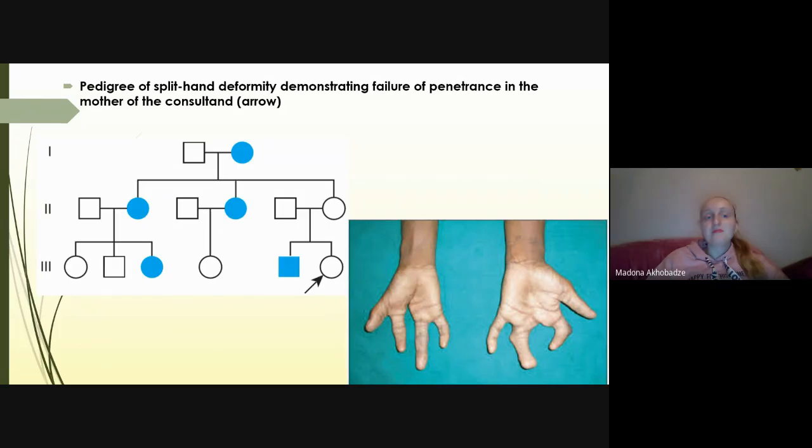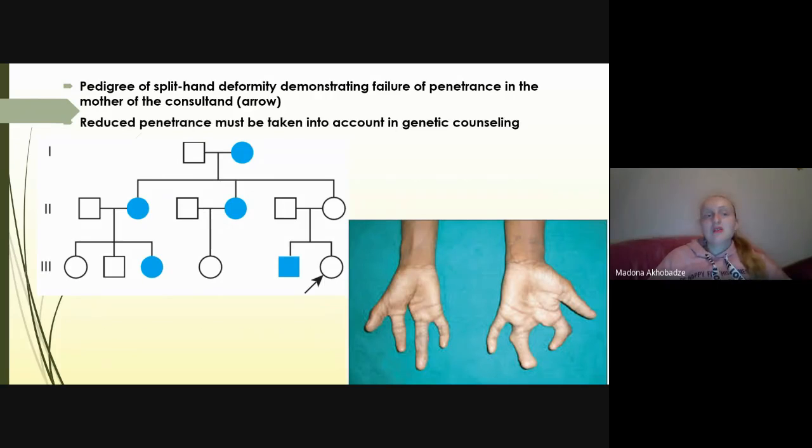Okay, and here maybe this one also has a reduced penetrance as well. So reduced penetrance must be taken into account in genetic counseling. It doesn't mean her offspring won't get the disease. She also could have a reduced penetrance. She could be a carrier of the disease. So it is the reason to study her carrier status as well.